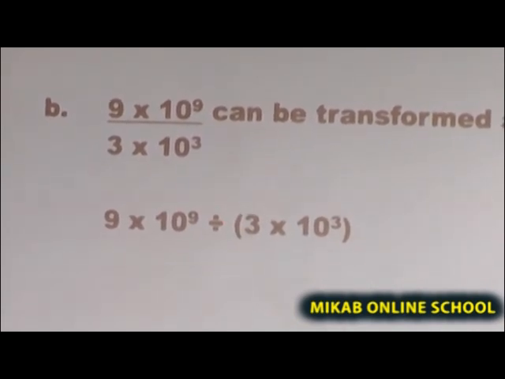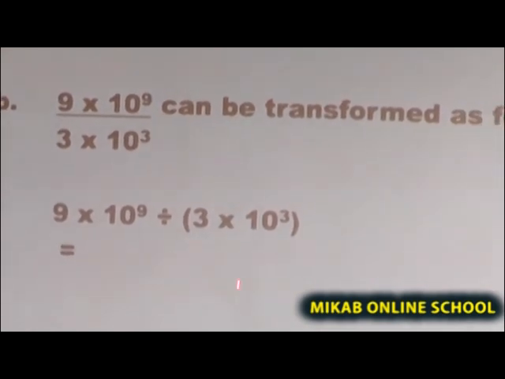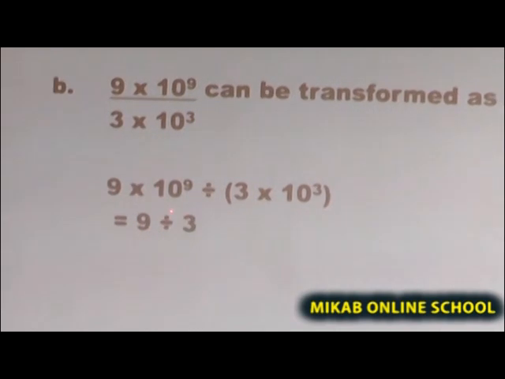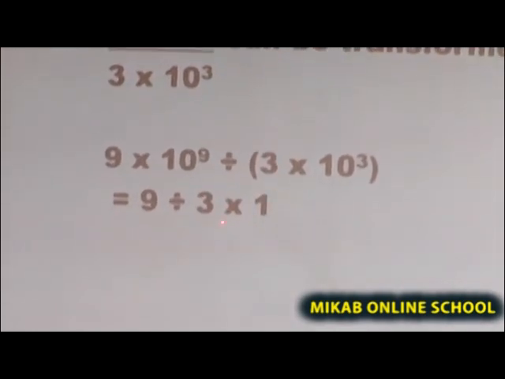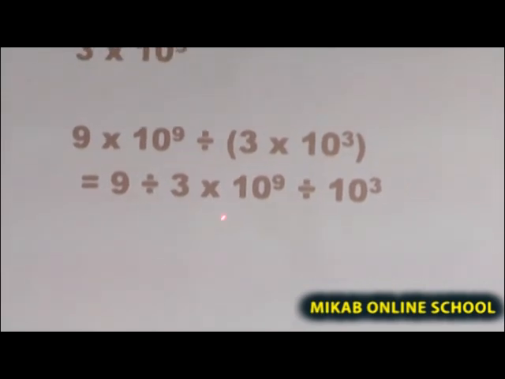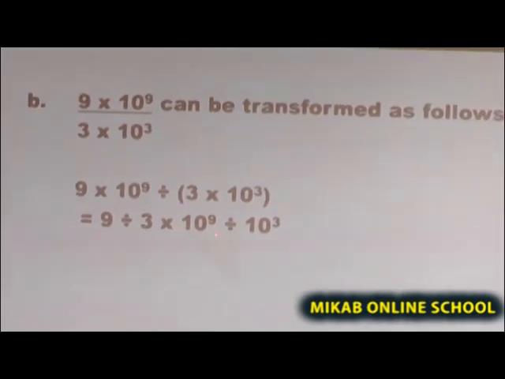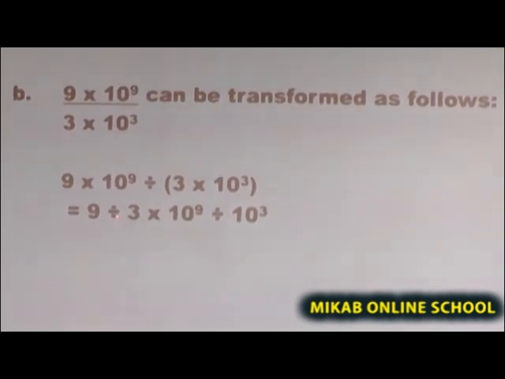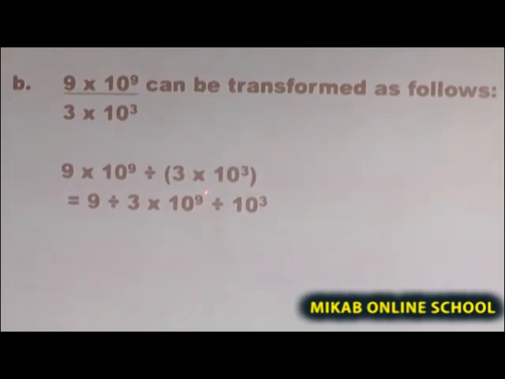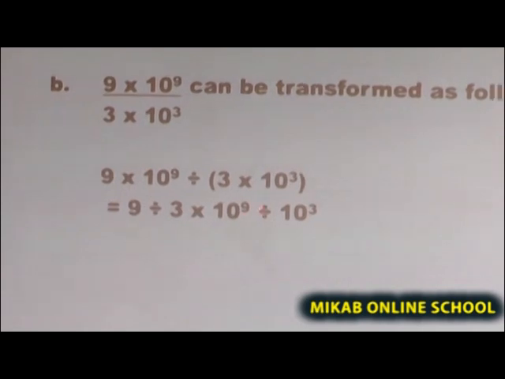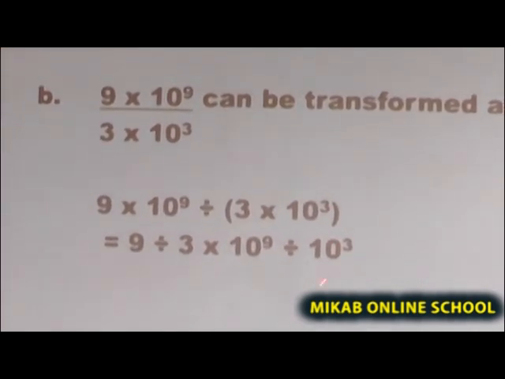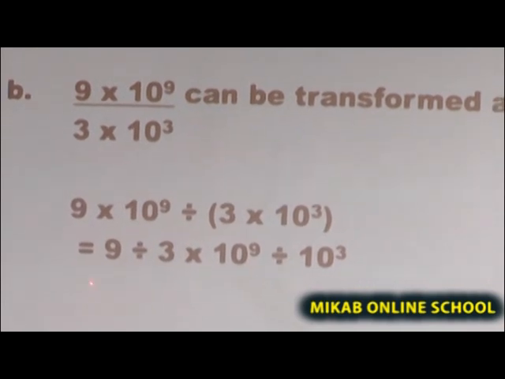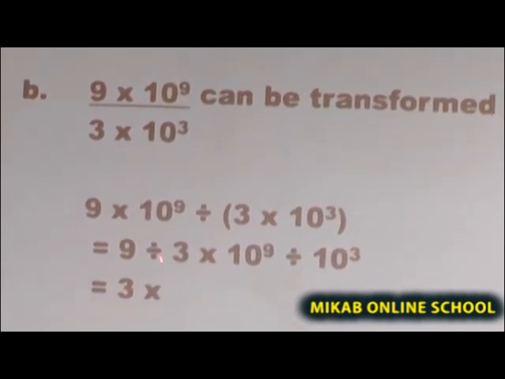also the division sign. This can be transformed into 9 divided by 3 times, since the connectivity between this and this is multiplication. That is why you are having this multiplication sign here between these two and this 10 raised to the power of 9. So 9 divided by 3 multiplied by 10 raised to the power of 9 divided by 10 raised to the power of 3. So 9 divided by 3, we are going to have 3 in that case.